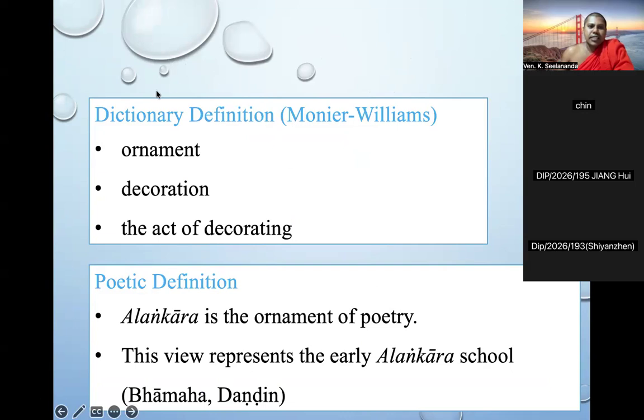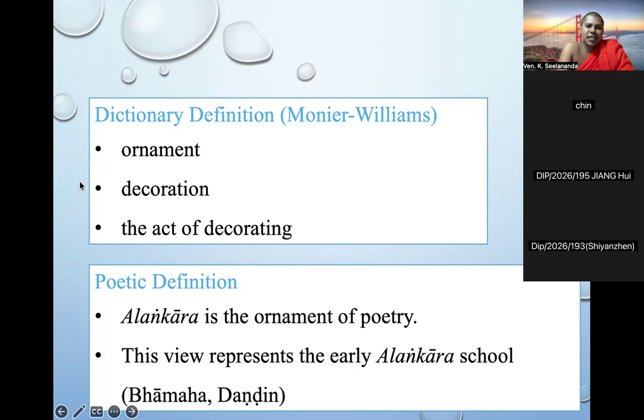We can understand the word alankara through the dictionary definition. I take here the Williams. There are so many Sanskrit dictionaries, Apte and Williams. According to the dictionary definition, we can take three meanings. The one is ornament. As humans, we use some ornaments for decoration, especially the women.